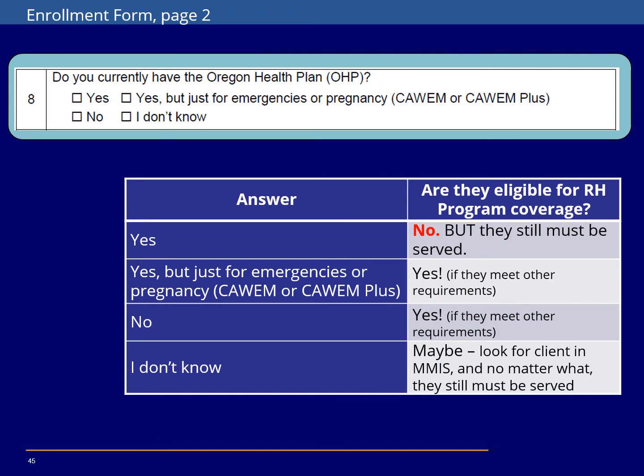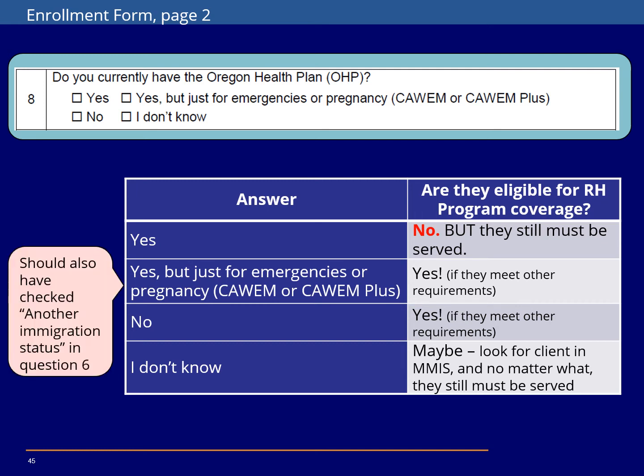If you remember, a client does not qualify for RH program coverage if they have full OHP. However, all reproductive health clients must be treated the same, no matter who pays for their services. So if a client checks yes, you must provide them the same services, you just bill OHP instead of us. If a client checks yes, but just for emergencies or pregnancy, they may still qualify for RH program coverage because CAWEM and CAWEM Plus are not full OHP.